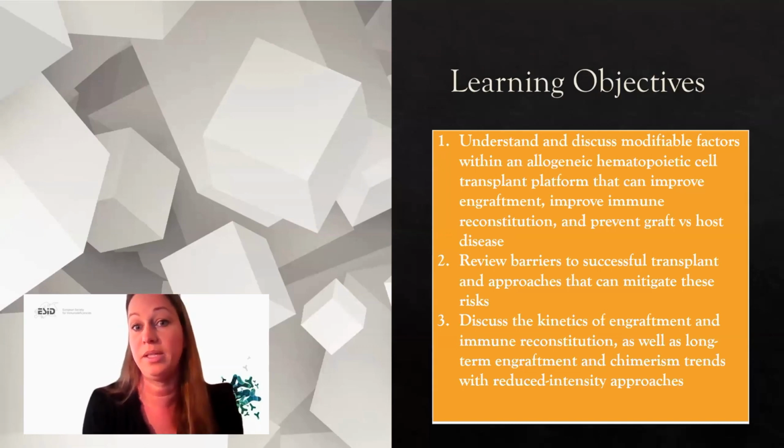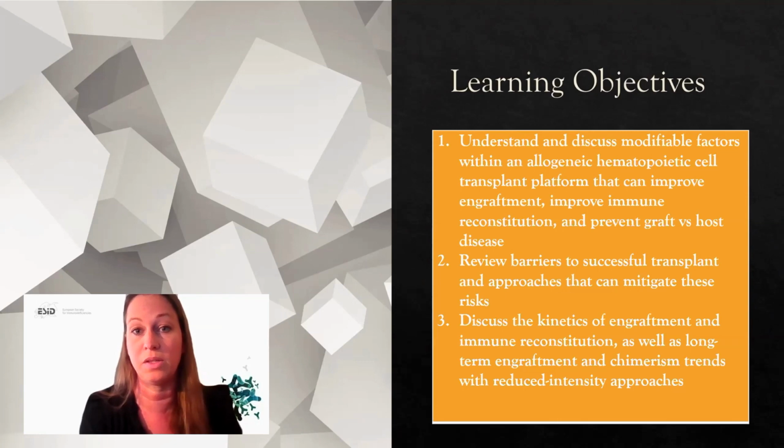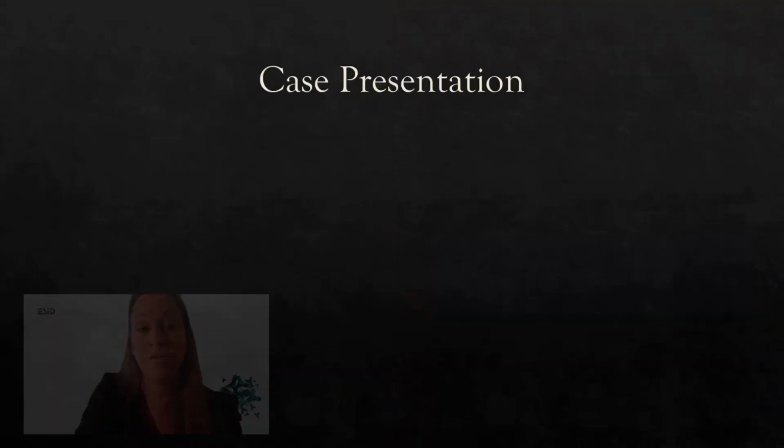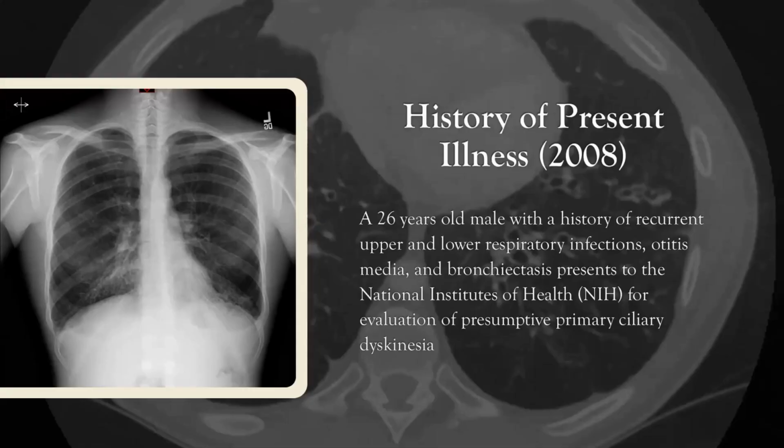Learning objectives will be to understand and discuss modifiable factors within a transplant approach that can improve engraftment and immune reconstitution while preventing graft versus host disease, as well as review barriers to successful transplant and approaches that may mitigate those risks, and the kinetics of engraftment and immune reconstitution with reduced intensity approaches. But first, I'll start with a case presentation.